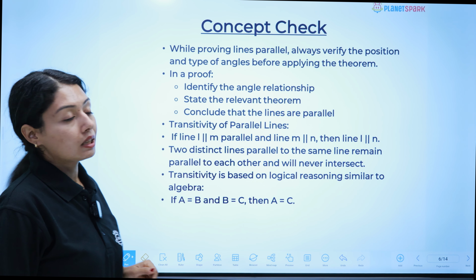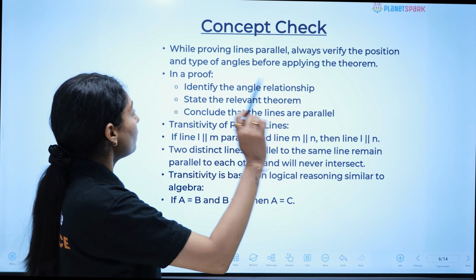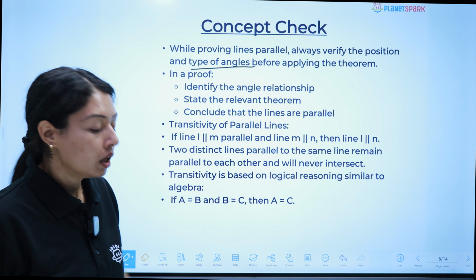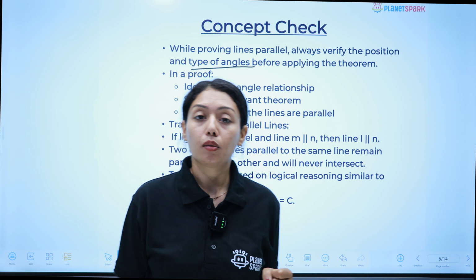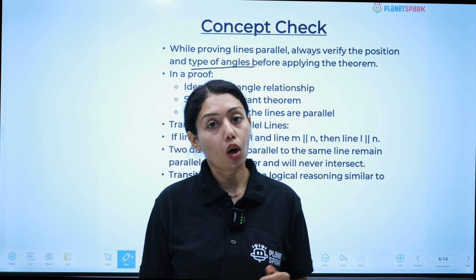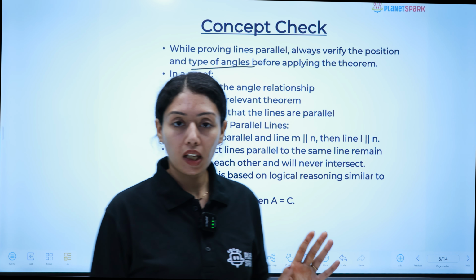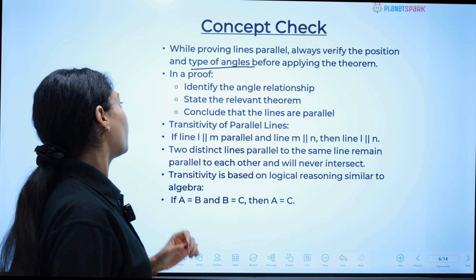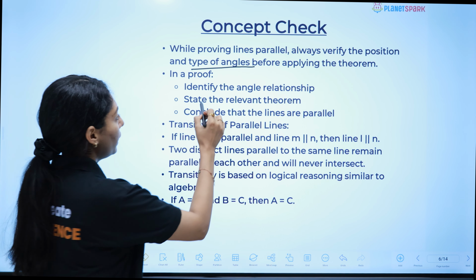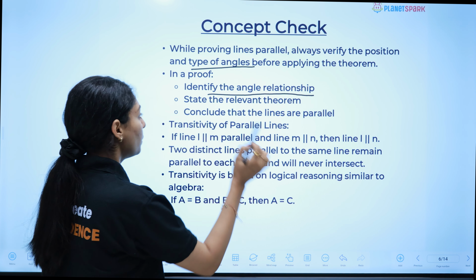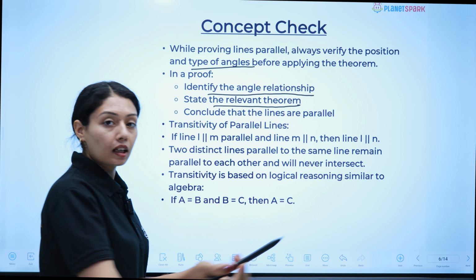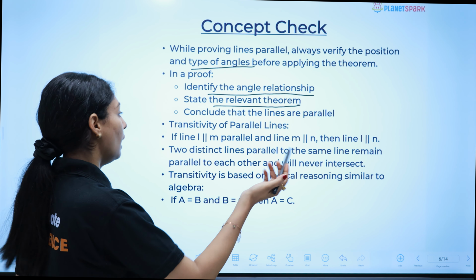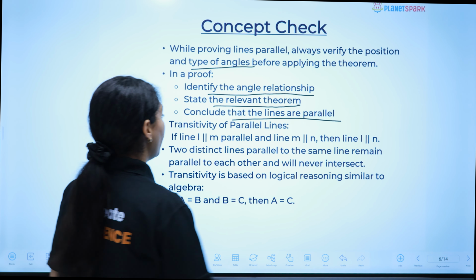Now, while proving the lines are parallel, always verify the position and type of angles before applying the theorem. अब alternate interior angle से parallel prove कर रहे हैं या corresponding से और through co-interior angles. Be very careful everybody कि क्या positioning है, what angles we are taking, then we apply the theorem. Okay. So identify करेंगे angles का relationship, relevant theorem state करेंगे that converse of alternate interior angles or co-interior angles and conclude that the lines are parallel.